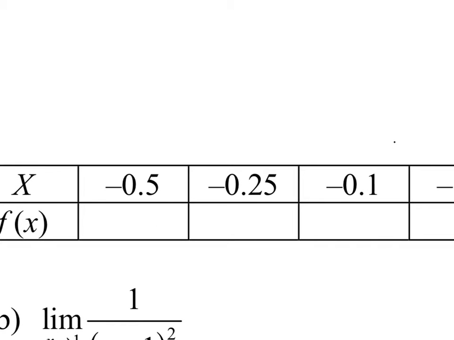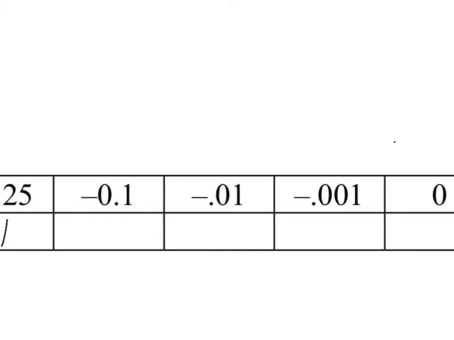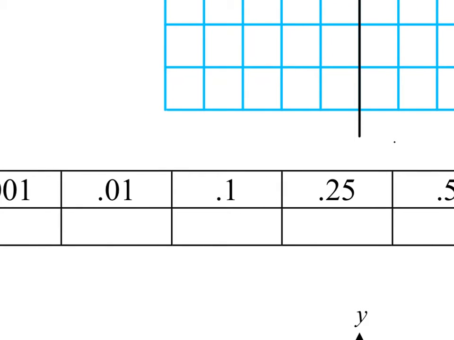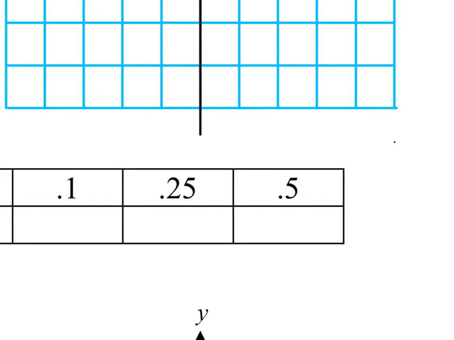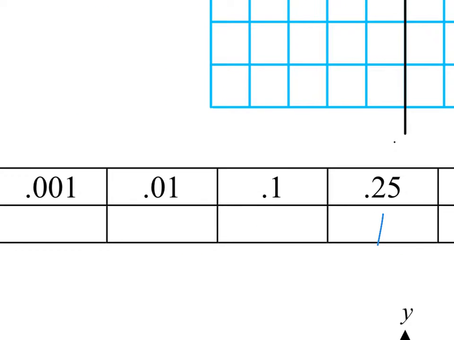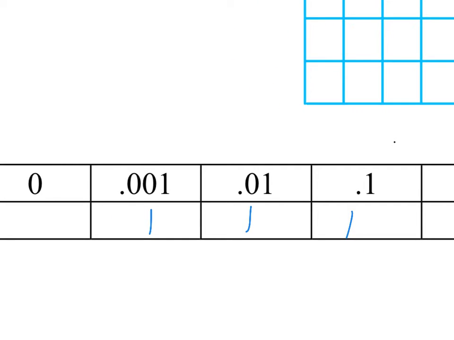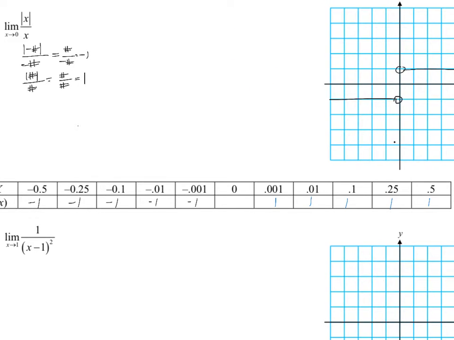So if we plug in negative 0.5, it's a negative number, you're going to get negative 1. If you plug in negative 0.25, you get negative 1. If you plug in negative 0.1, you're going to get negative 1. Basically, if you plug in any negative number, it doesn't matter which, you're going to get negative 1. Okay, we're going to come back to 0. If we plug in any positive number, we're going to get positive 1. Okay, doesn't matter which one we plug in, we're still going to get a positive number.